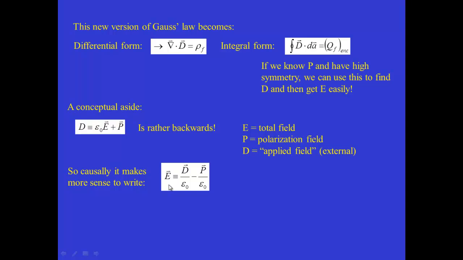it comes from. So E, then, shouldn't really be defined this way, but we could set E equal to D over epsilon 0 minus P over epsilon 0. And this makes more sense, at least to me. D represents the applied field. P represents then the field induced inside the object because of polarization, and E gives the net field.